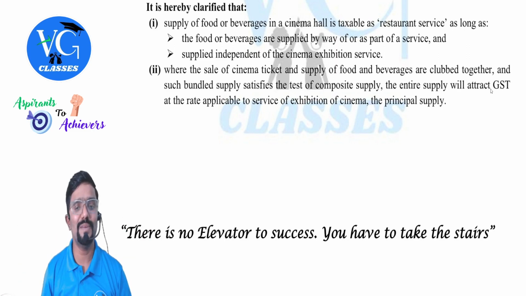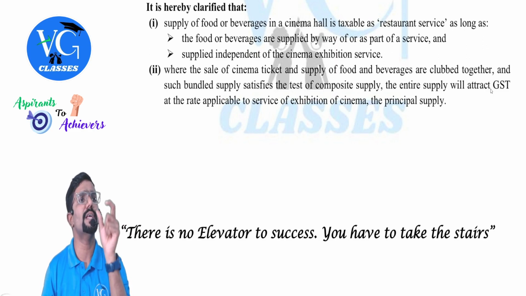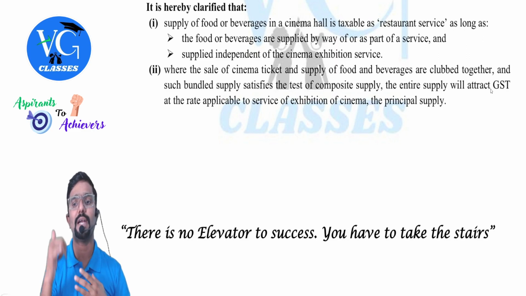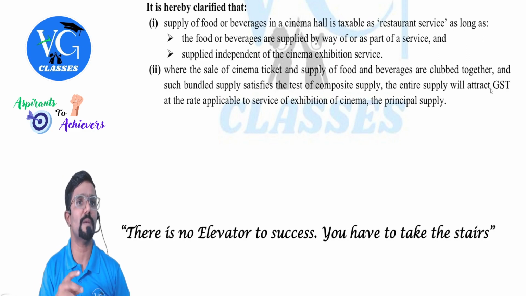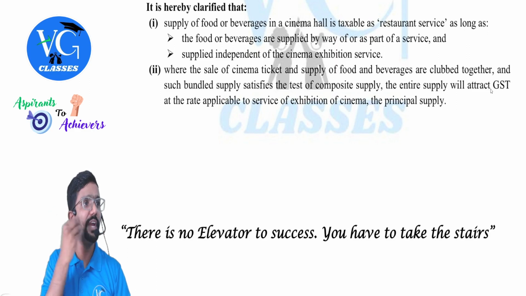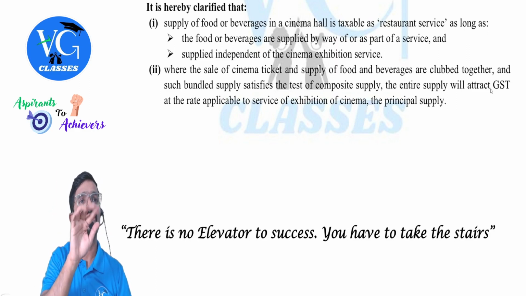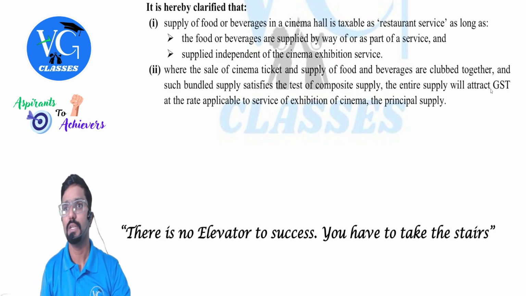Where the sale of a cinema ticket and the supply of food and beverages are clubbed together, meaning sold for a single price, and such bundled supply satisfies the test of composite supply, the entire supply will attract GST at the rate applicable to what? The service of exhibition of cinema, because that is the principal supply. Are you going there to eat or to watch a movie? Movie. Correct. So that is the principal supply, and along with that, food and snacks are also supplied. Is that clear?